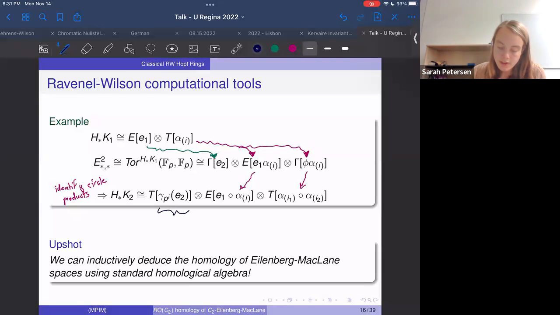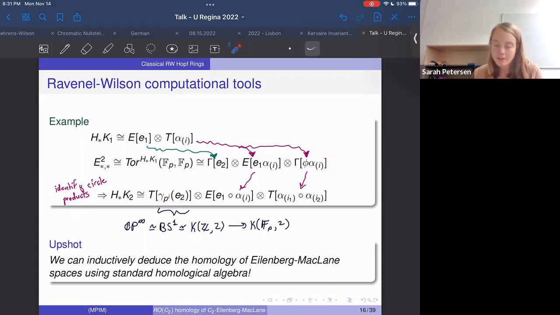These gamma p to the i's are coming from applying B to S1, which is K Z2, otherwise known as CP infinity, and this has a map into K F P2. So in this specific example there are some additional elements that we have to identify, but for all of the rest of them, no additional elements show up, and you can identify everything on the E2 page in terms of circle products.